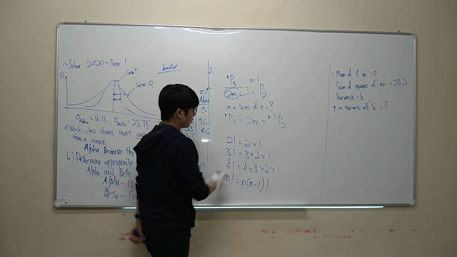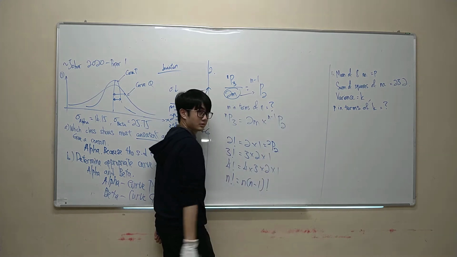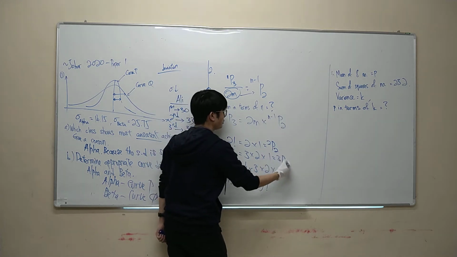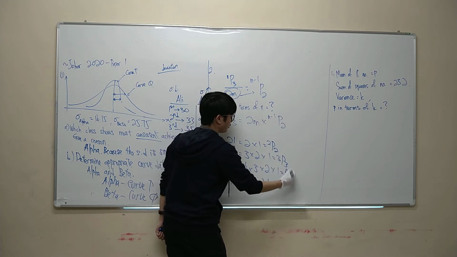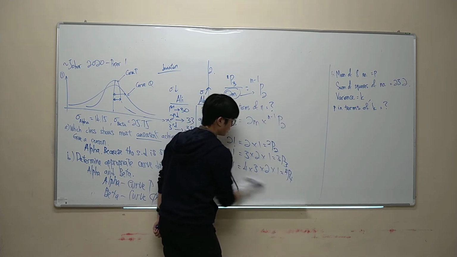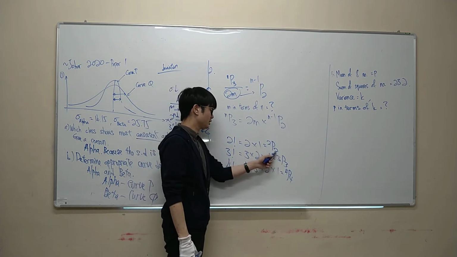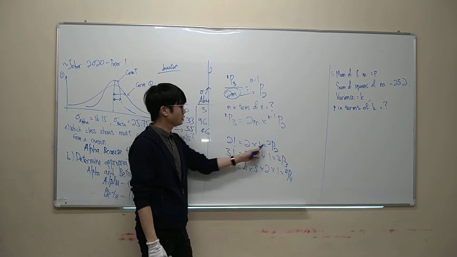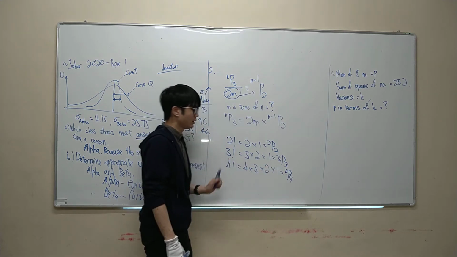Alright? So another thing is 2 factorial is actually 2P2. 3 factorial is actually 3P3. And P stands for permutation. 4 factorial is 4P4. So what I'm trying to show here is, if I want you to find 2P2, it's the same as finding 2 factorial. So 2P2 is 2 factorial, 3P3 is 3 factorial, 4P4 is 4 factorial.